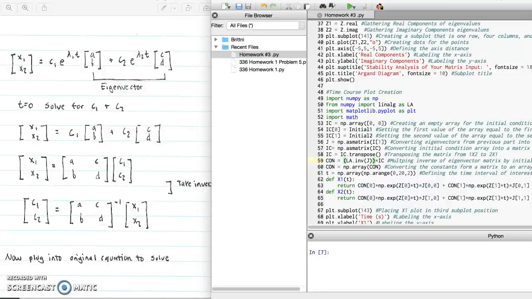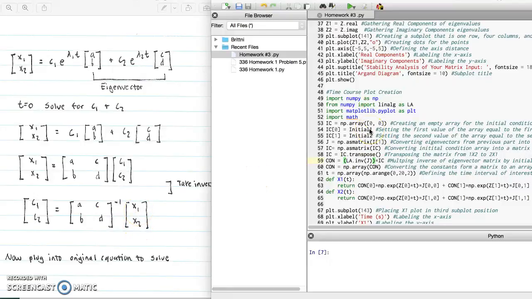As you will see on the left, this is the process that I performed on paper. I am then doing this computationally. As you can see, this is the solution that we're desiring to get. In order to be able to get the solution for x1 and x2, we need to solve for the constants. We do this by taking the inverse of the eigenvectors and multiplying them by the initial condition.